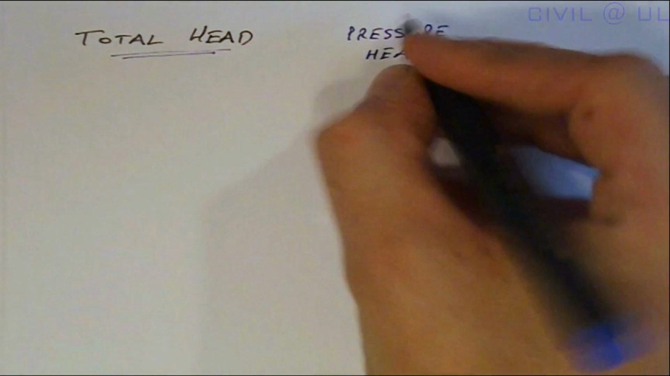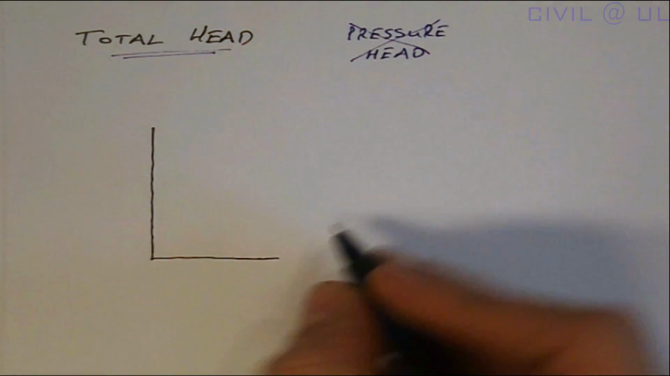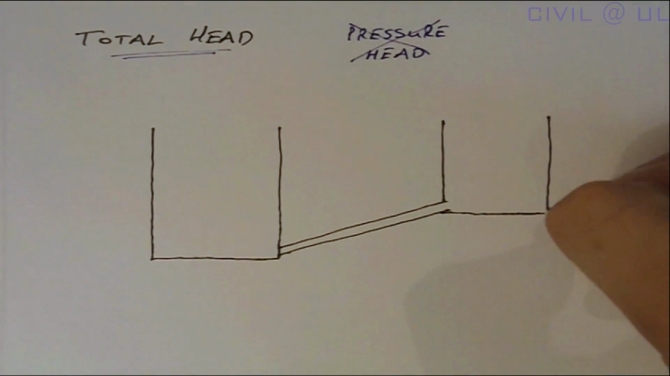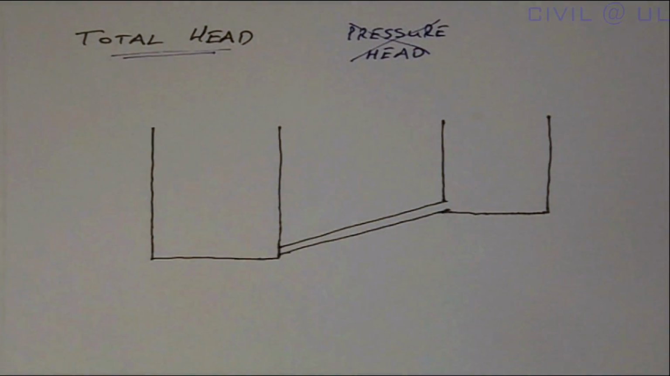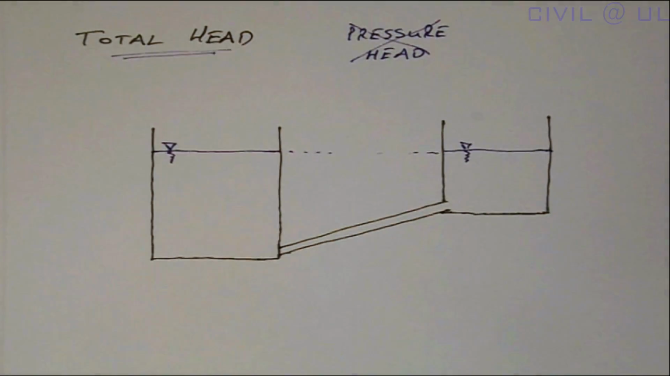So what causes water to flow? Water flows due to a difference in total head or energy between 2 points. It is important to emphasize that it is the difference in total head and not pressure head that causes the flow. This can be easily demonstrated in the following simple experiment. Consider 2 containers filled with water and connected by a pipe as shown.